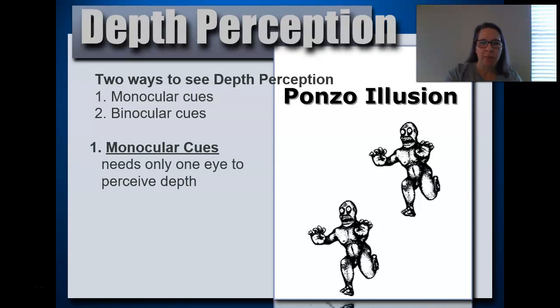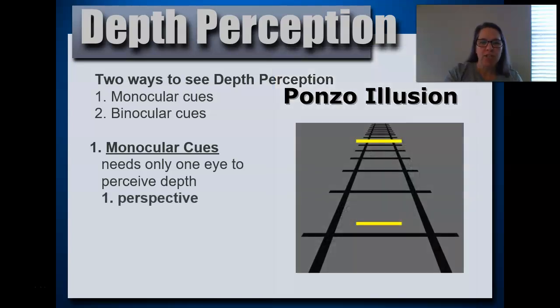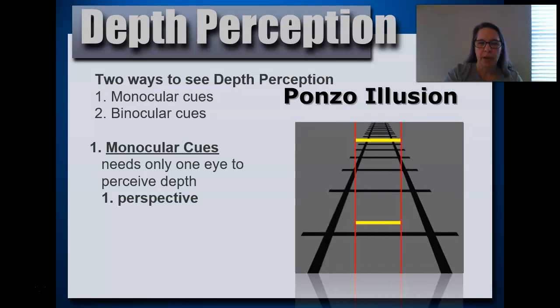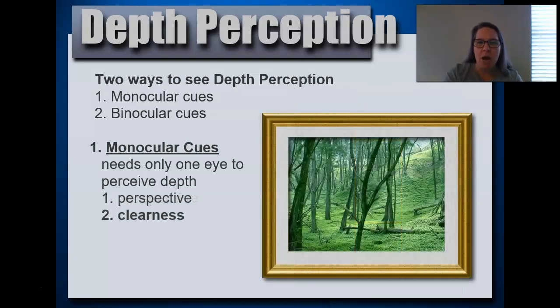Okay, that's called the Ponzo illusion. Okay, so the Ponzo illusion is an illusion, or a monocular cue, I'm sorry, of perspective. Okay, perspective. Here's another one. Okay, so it looks like they are two different sizes. The yellow lines are two different sizes because of the train tracks, but really when you isolate them, you see that they are in fact the same size. The second monocular cue is clearness. Okay, how clear we see the picture indicates to us how far or close it is.